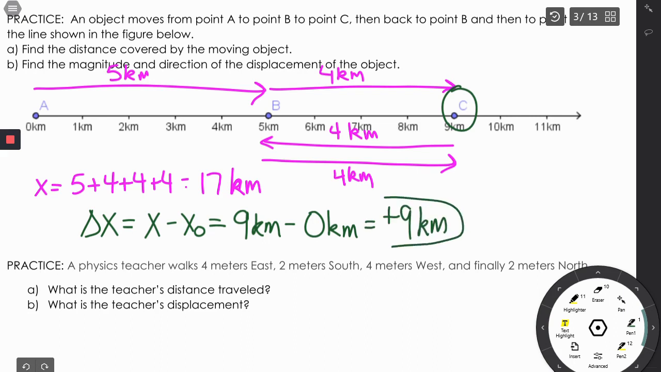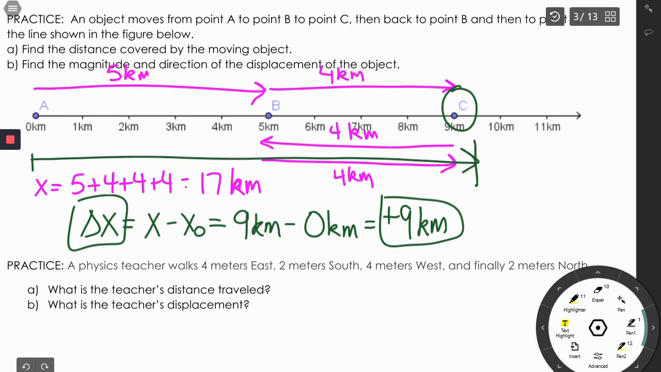Positive 9 kilometers. So if I were to take an arrow and draw my displacement, it would be a length of 9 kilometers pointing to the right. Basically, these two parts of the trip, the back and forth, cancel out, where it's really only the lengths of these two that matter. Because when I go back to one spot and I go back to the other, I'm essentially just canceling those out.